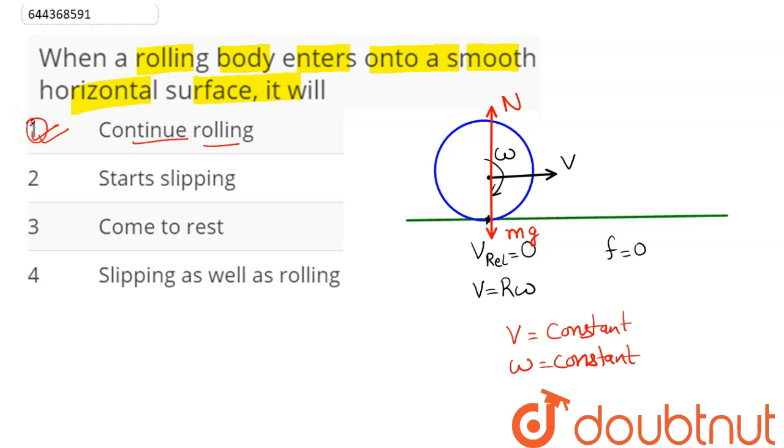So we can say, when a rolling body enters a smooth horizontal surface, there will be no force of friction to retard the body or to apply torque on it to change its angular velocity. Hence the linear as well as the angular velocity of the body will remain constant and the body will continue rolling. So we can say here, option number 1, continue rolling, is the correct answer. Hence 1 is our answer.